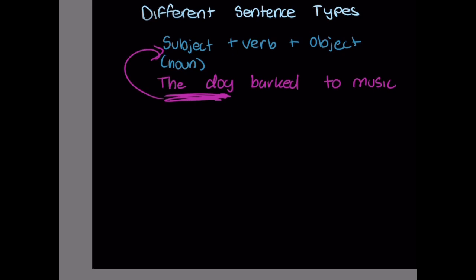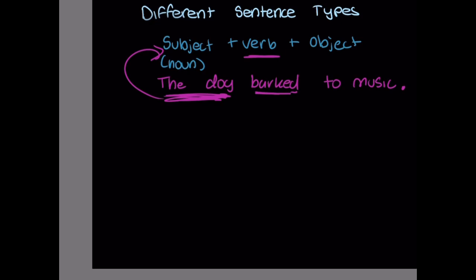Okay? Barked is the verb here. Because to bark, that's a verb. So the dog barked. It's an action. It's what's happening. So that's also part of the sentence. And the object is music. See, it doesn't even have to be there. It could be the dog barked, or it could be the dog barked to music. That's the same thing. It's just a basic English grammatical sentence.